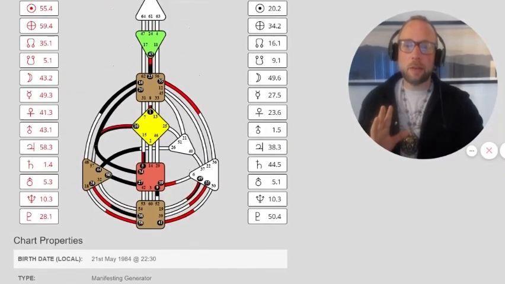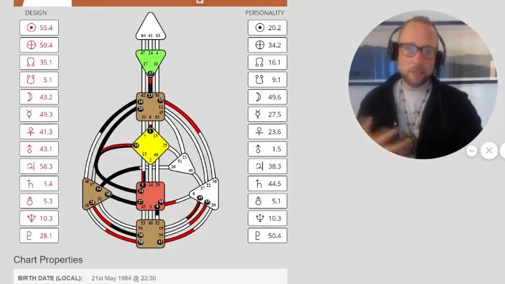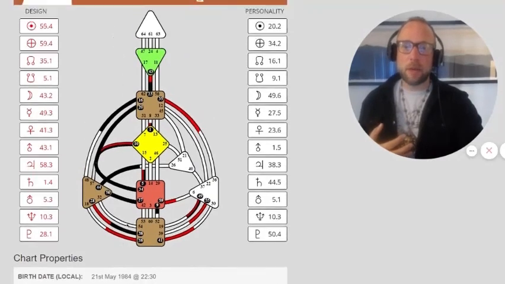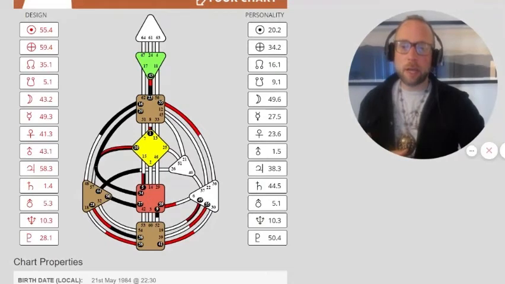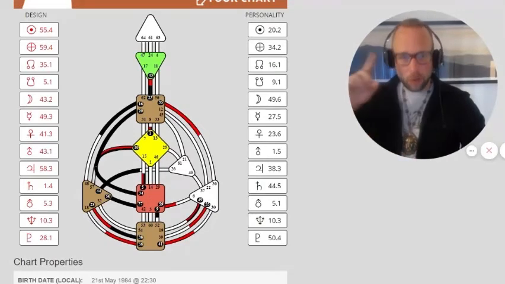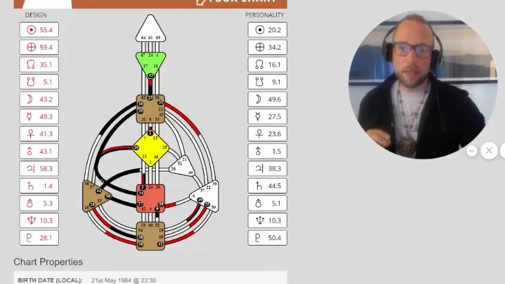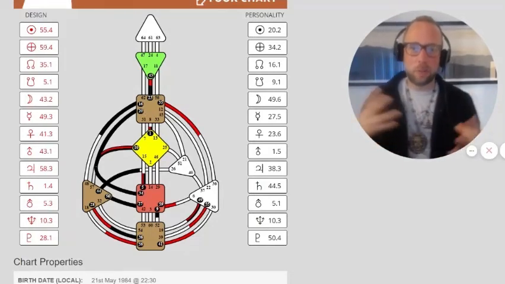So when I'm following my sacral, when I'm really trusting my energy to guide me, as a generator my strategy is to respond based on my sacral energy. In that way, I will not be trusting what my mind says, but I'll be trusting my sacral energy to guide me, and then I'll be able to manifest things very quickly. So you can start to see and interpret your chart.